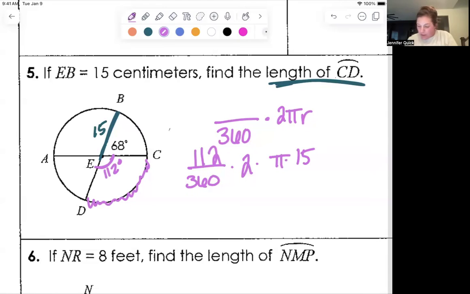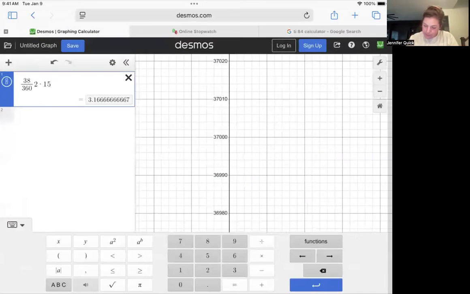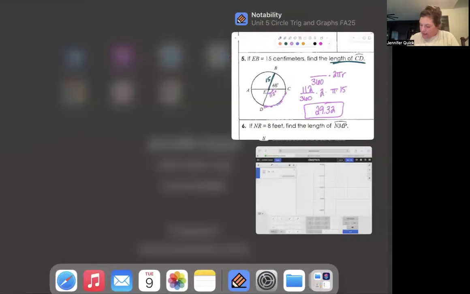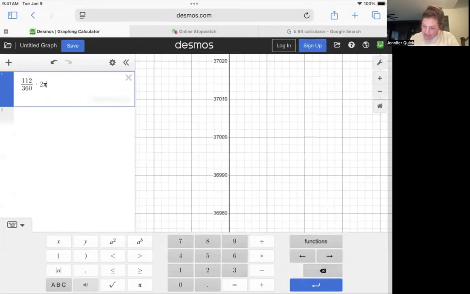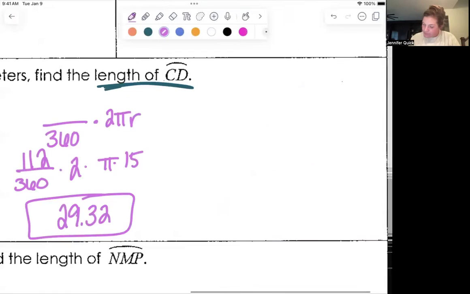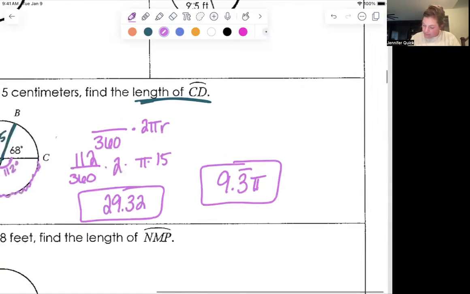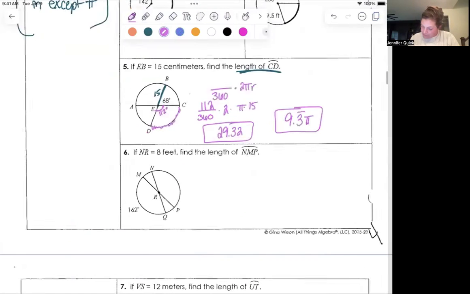Okay, cool. Here we go. 112 divided by 360, and then times 2 pi r. So 29.32. Make sense? All right, I'll show it to you in terms of pi. So times 15. So 9.3 repeating pi. Weird, but whatever. All right.